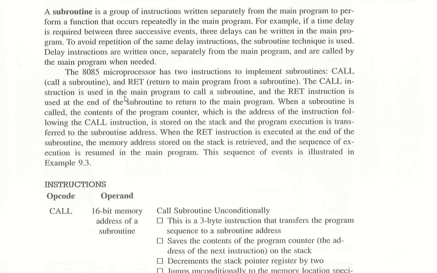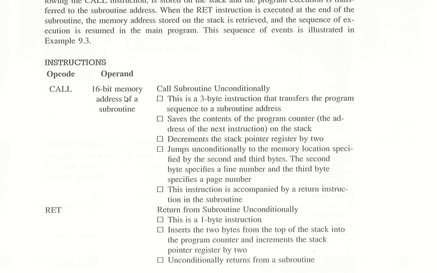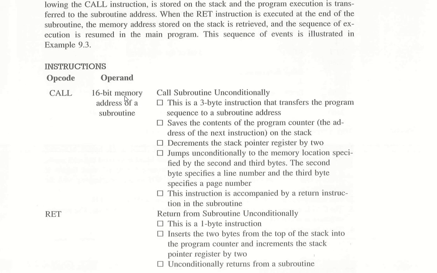When the return instruction is executed at the end of the subroutine, the memory address stored on the stack is retrieved, and the execution sequence is resumed in the main program right from where we left off. As you can see here, we have call and return instructions, the opcodes and the operand. What would be the operand? It would be the 16-bit memory address of whatever subroutine you want to call.